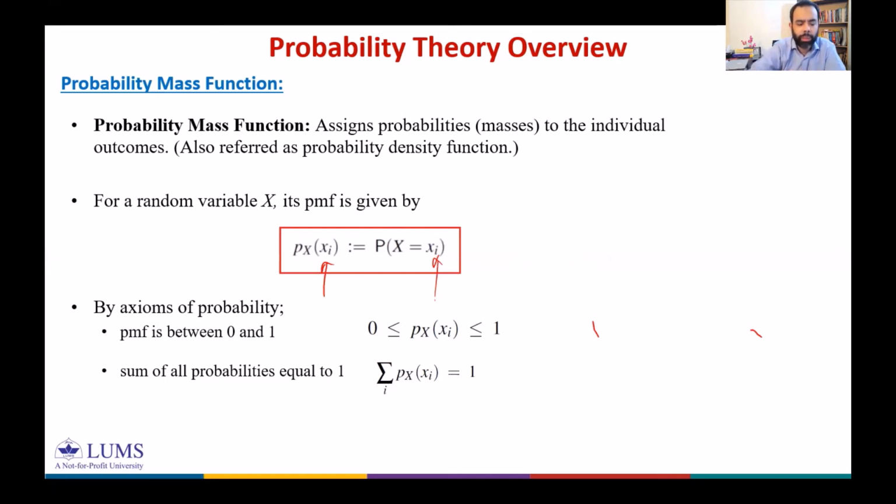And by the axioms of probability, since probability is always between 0 and 1, we expect the probability mass function to be between 0 and 1. And obviously the sum of all probabilities should be equal to 1. That means the probability of the sample space is equal to 1. So when you sum all the probabilities, you get the sample space.